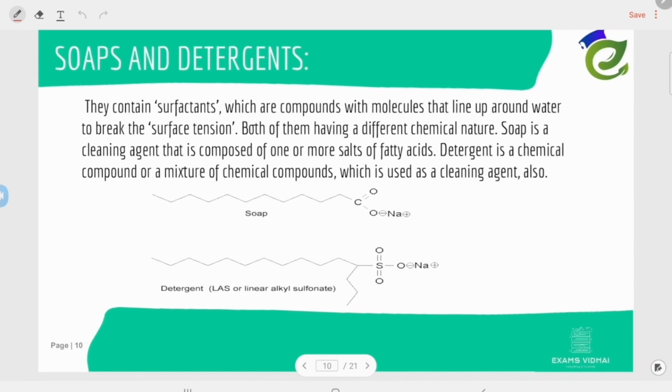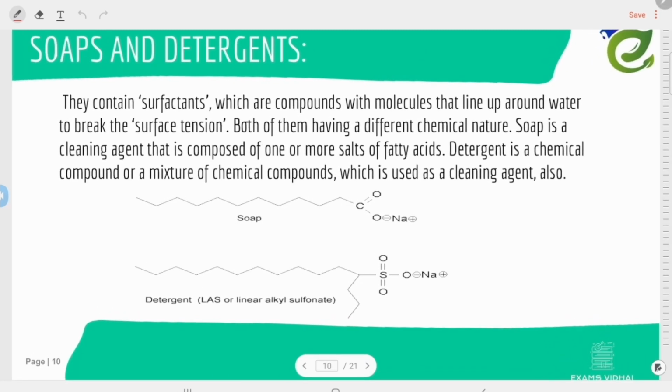Soaps and detergents. They contain surfactants, which are compounds with molecules that line up around the water to break the surface tension.